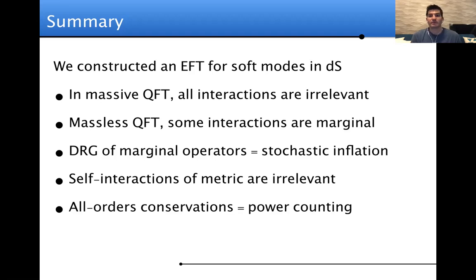When we consider metric fluctuations in de Sitter or in inflation, one finds that the interactions are always suppressed by derivatives and, significantly, are higher dimension operators and are always irrelevant by power counting. As a result, all orders conservation of zeta and gamma, so both the adiabatic mode and the transverse traceless mode, is now simply a statement about power counting in the effective theory.